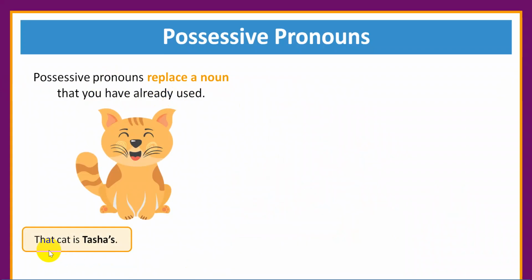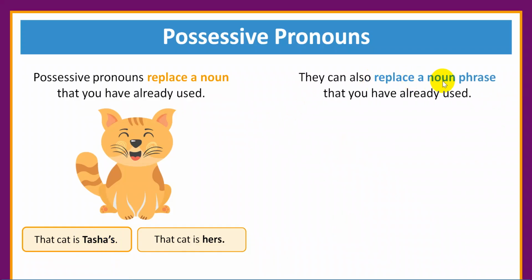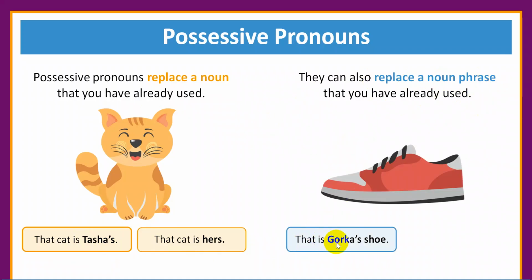Look at this example. That cat is Tasha's. It means the cat of Tasha. So instead of Tasha's, we can say the cat is hers. Great. They can also replace a noun phrase that you have already used. That is Gorka's shoe. So instead of Gorka's shoe, we can say that is his, and his is a possessive pronoun. So we have hers and we have his.